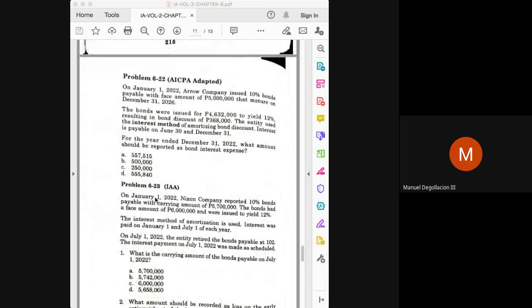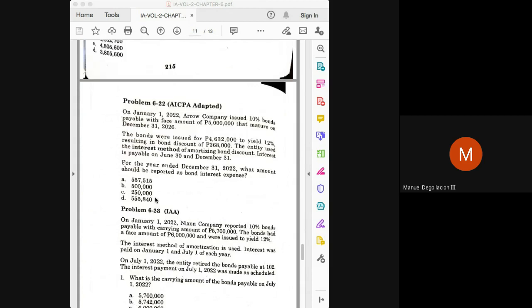Let's proceed to 6-22. On January 1, 2022, Arrow Company issued 10% bonds payable with face amount of 5 million that mature on December 31, 2026. The bonds were issued for 4,632,000 to yield 12%, resulting in bond discount of 368,000. The entity used the interest method of amortizing the discount. Interest is payable on June 30 and December 31. For the year ended December 31, 2022, what amount should be reported as bond interest expense?